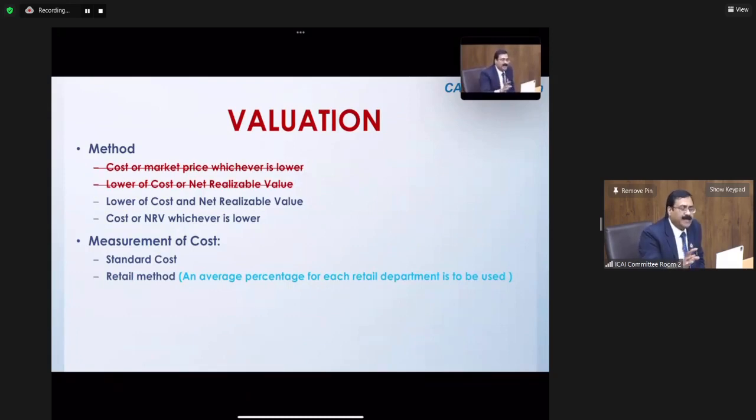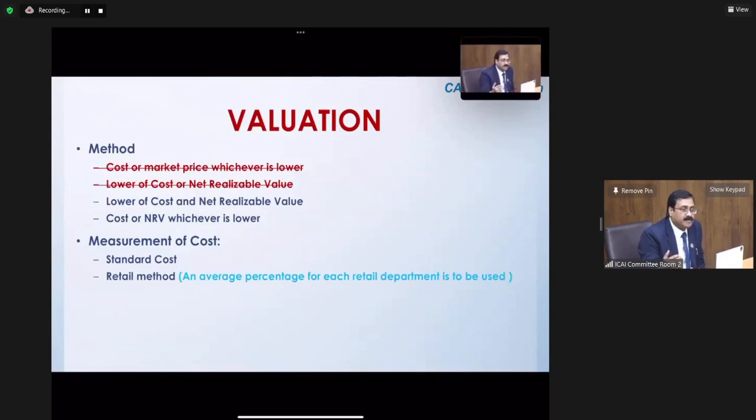And retail method cannot be used. See, retail method, you say the total selling price less the gross percentage. So that cannot be used anywhere. That can be used only in the case where there are multiple items, retail departments are there, only there it can be used.